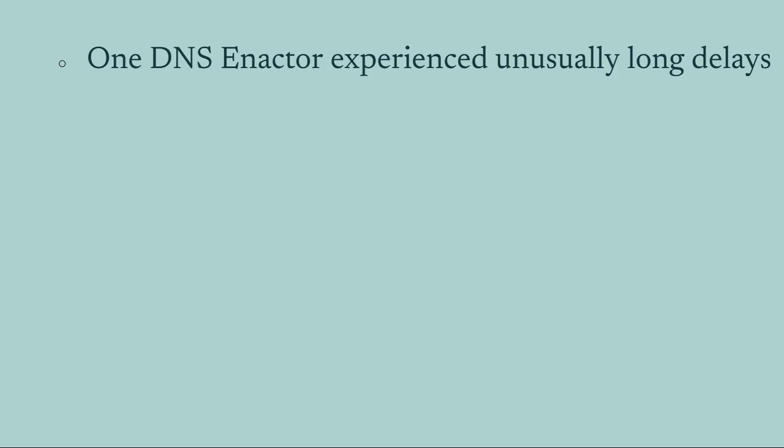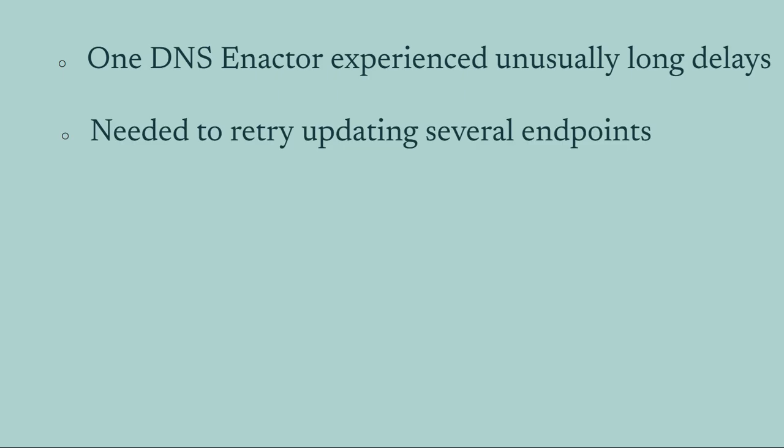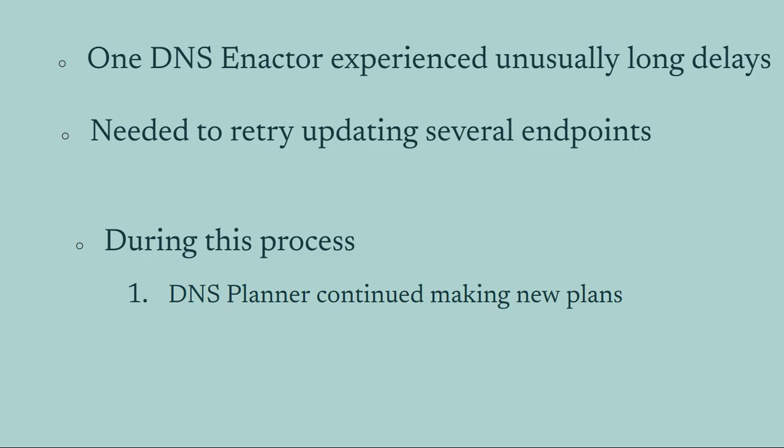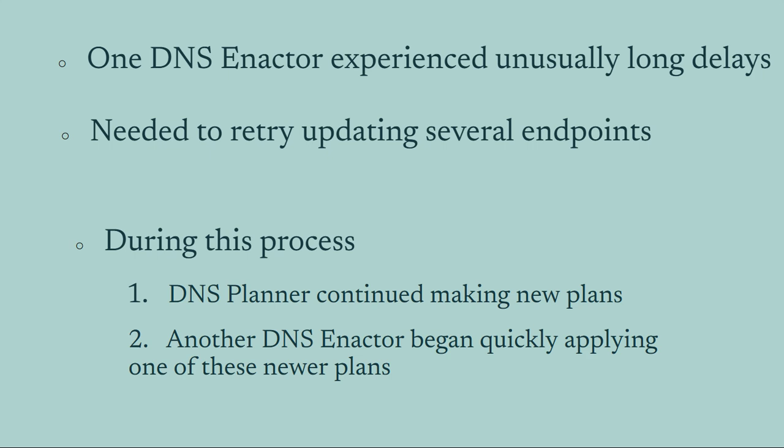On October 19th, for an unknown reason, one DNS enactor experienced an abnormally long delay starting its enactment process, and thus it needed to retry its update on several endpoints. While the DNS enactor slowly worked through its endpoints, 2 things continued to happen. First, the DNS planner continued to make new DNS plans, and second, another DNS enactor picked up the latest plan and began quickly working through all of its endpoints.